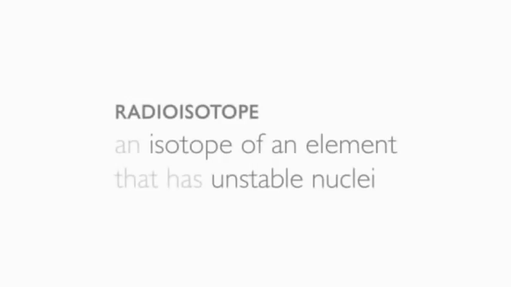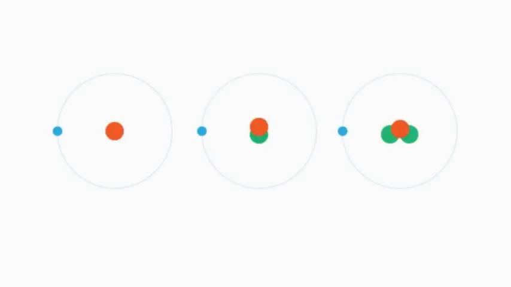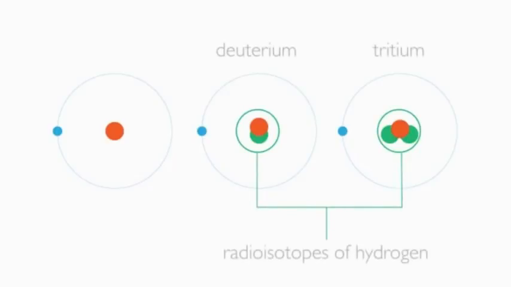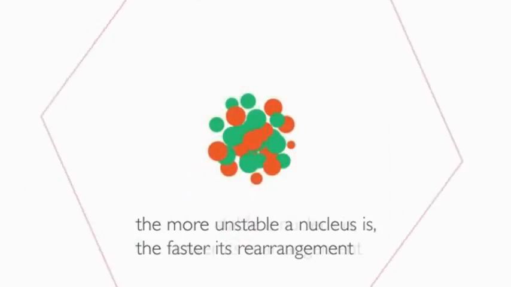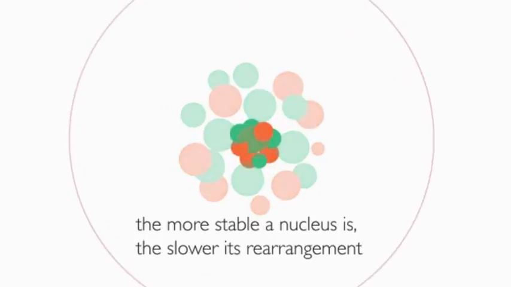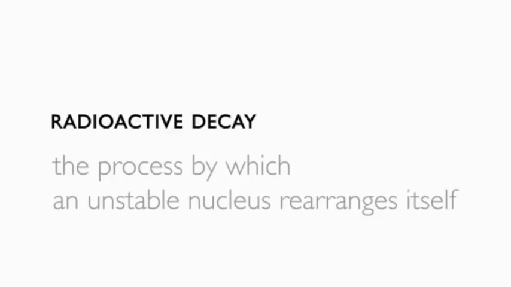Isotopes that have unstable nuclei like this are known as radioactive isotopes or radioisotopes. In our hydrogen examples, both deuterium and tritium are unstable and are hence radioisotopes of hydrogen. The more unstable a nucleus, the faster it will try to rearrange itself into a more stable state. And another name for this process is radioactive decay.